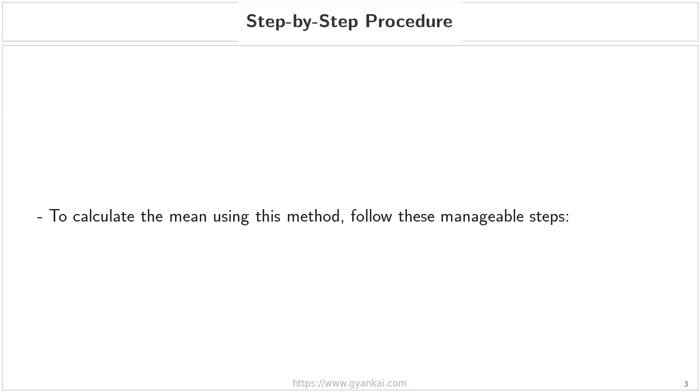Step-by-step procedure. Now that we have seen the formula, you might be wondering how to actually apply it to a problem. Don't worry, it looks complex, but if you follow these manageable steps, the calculation becomes very straightforward. First, we need to find the class marks, which we denote as x sub i. To do this, look at each class interval and calculate its midpoint by adding the upper limit to the lower limit and dividing the result by 2.